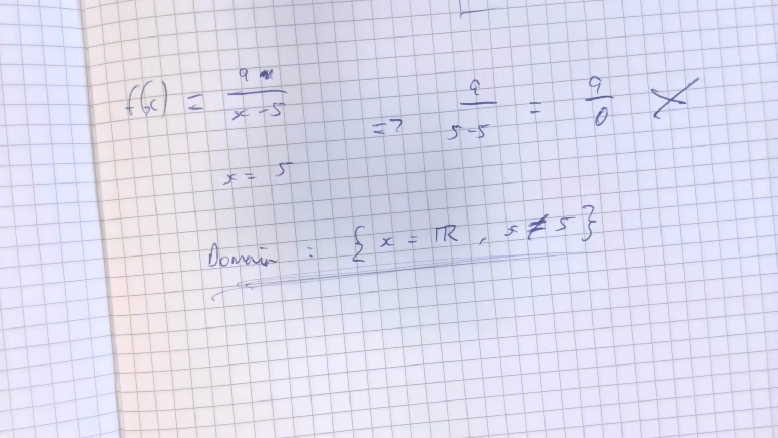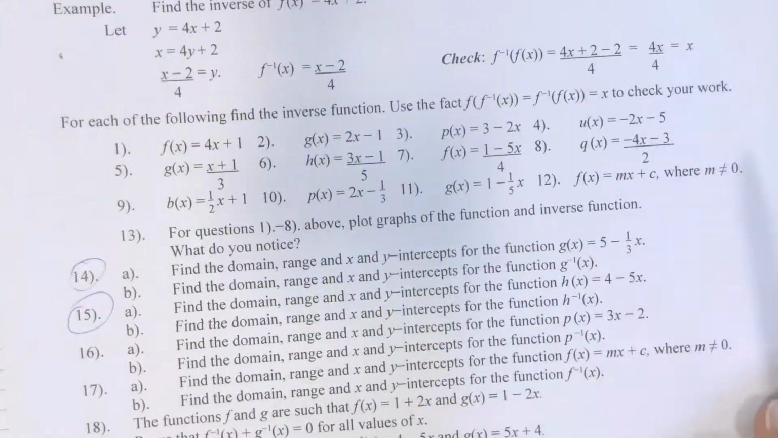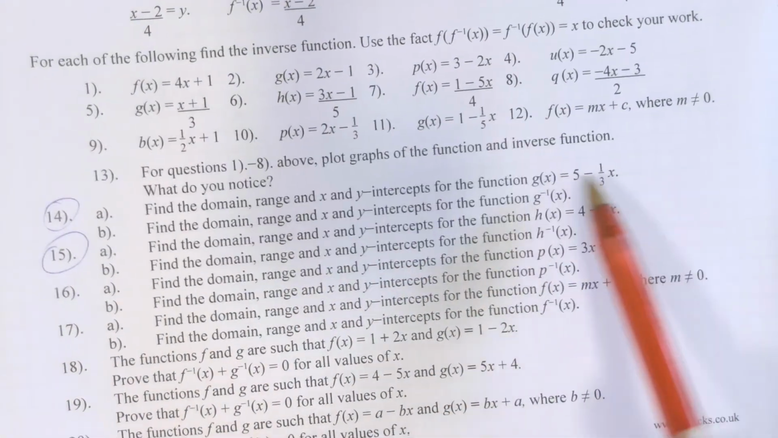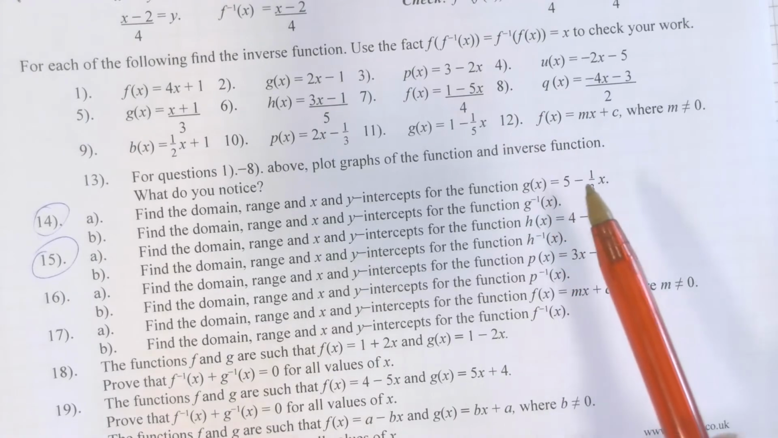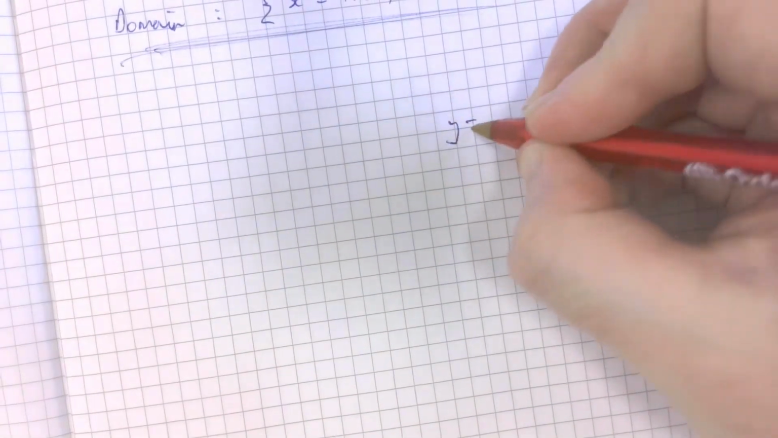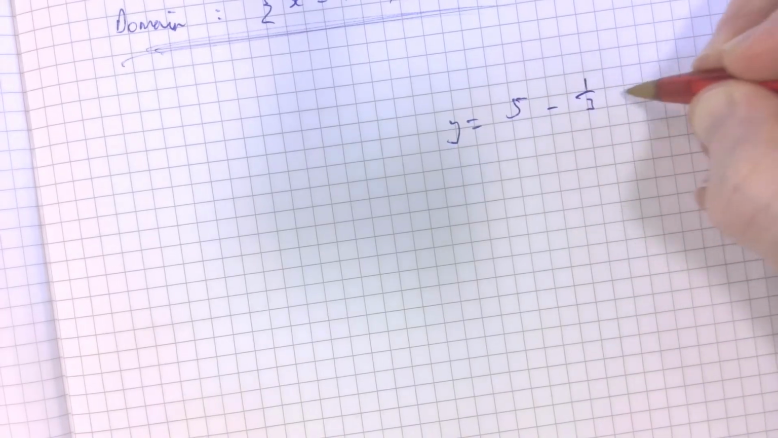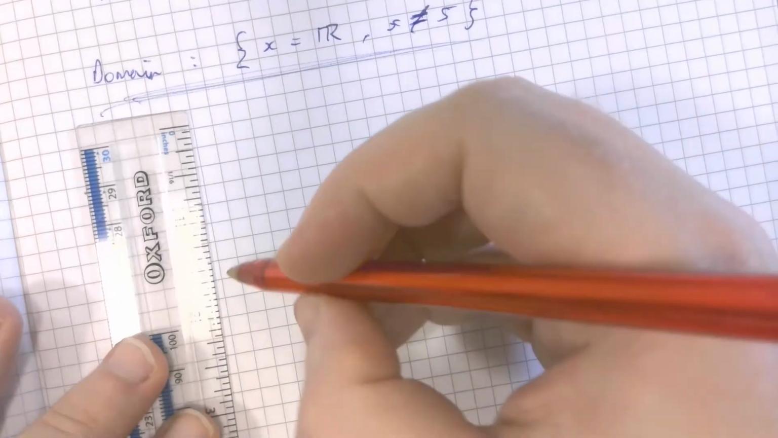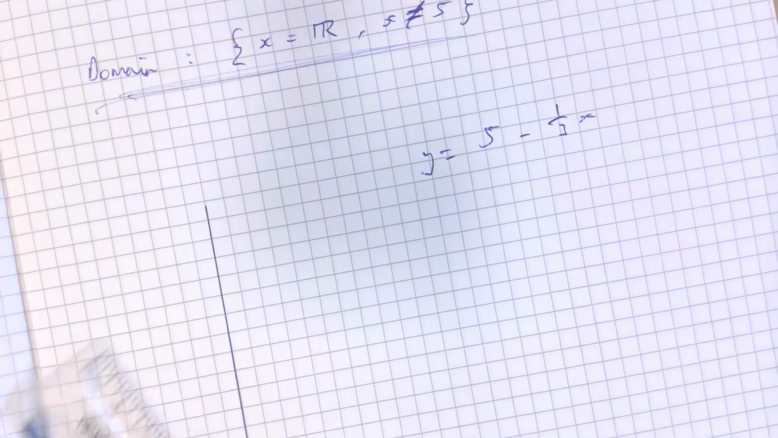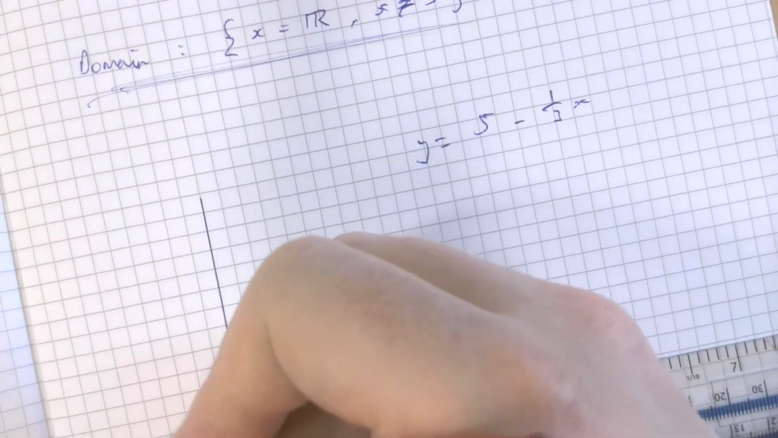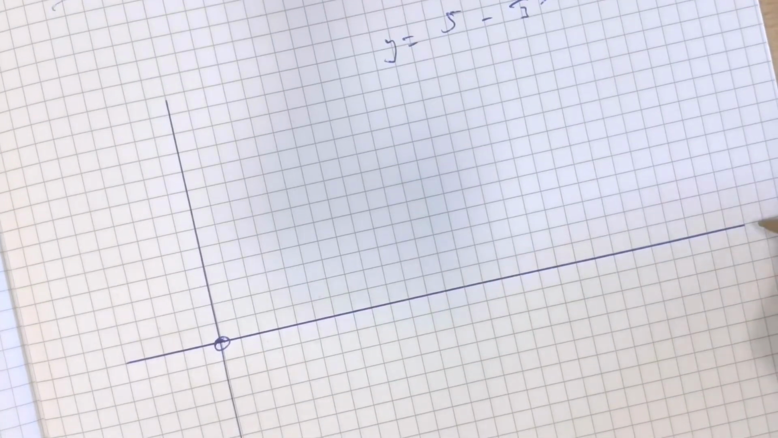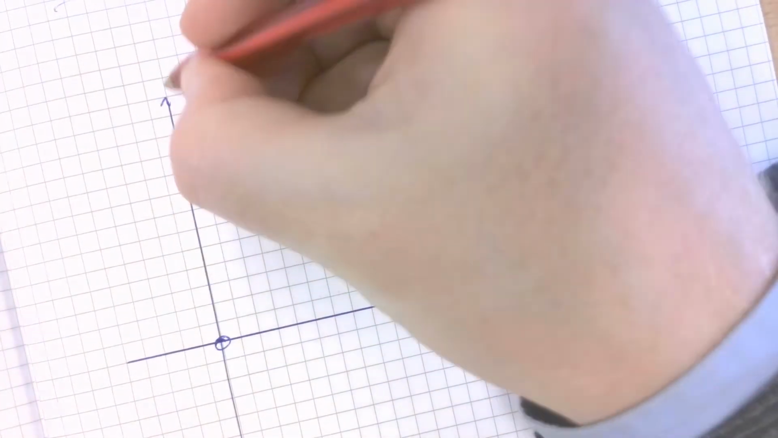Okay? Now, for the rest of this question, find the x and y intercepts for this function. Let's take a look at this first one, 5 minus 1/3 of x. Let's treat it as if it was a graph. Y equals 5 minus 1/3 of x. Let's grab a ruler and do this sketch. There's my y-axis, and there's my x-axis. There's 0. Let me just make it visual for you here.